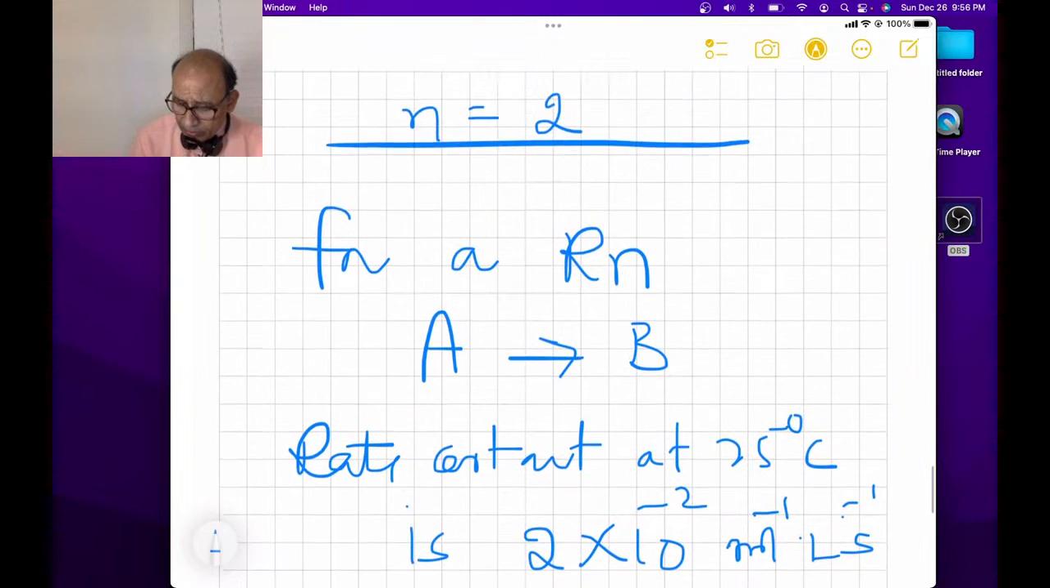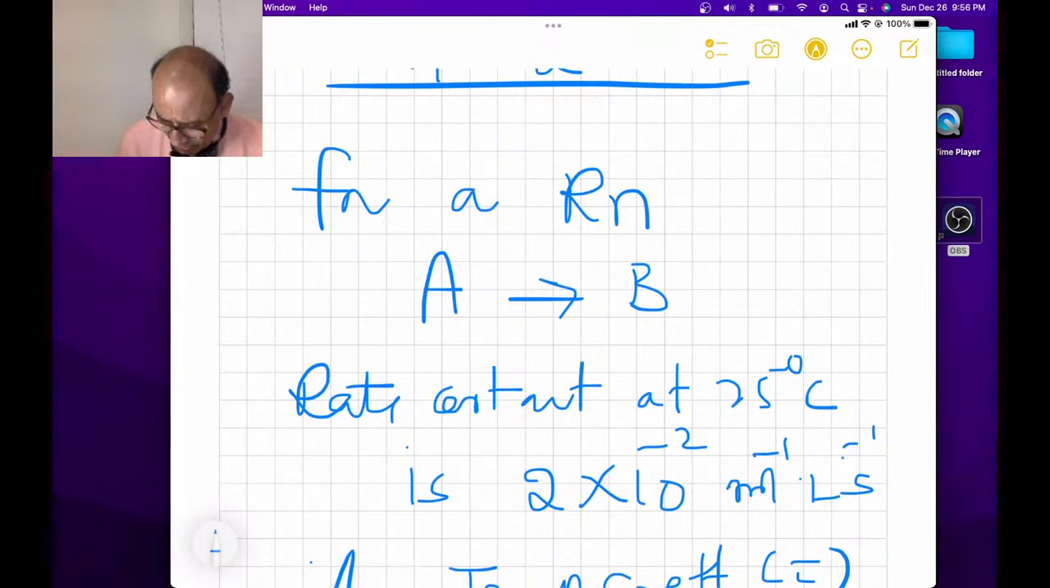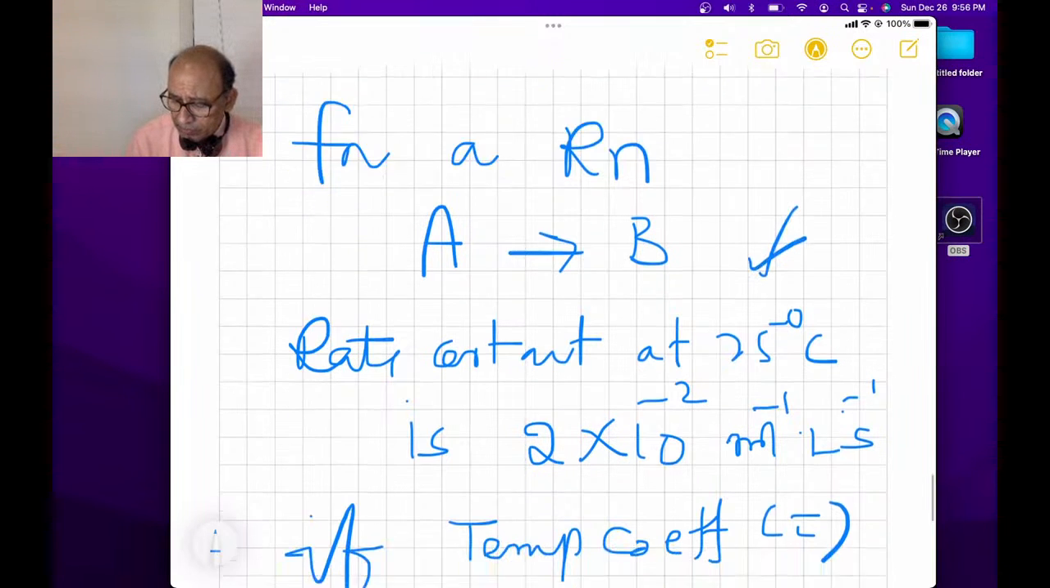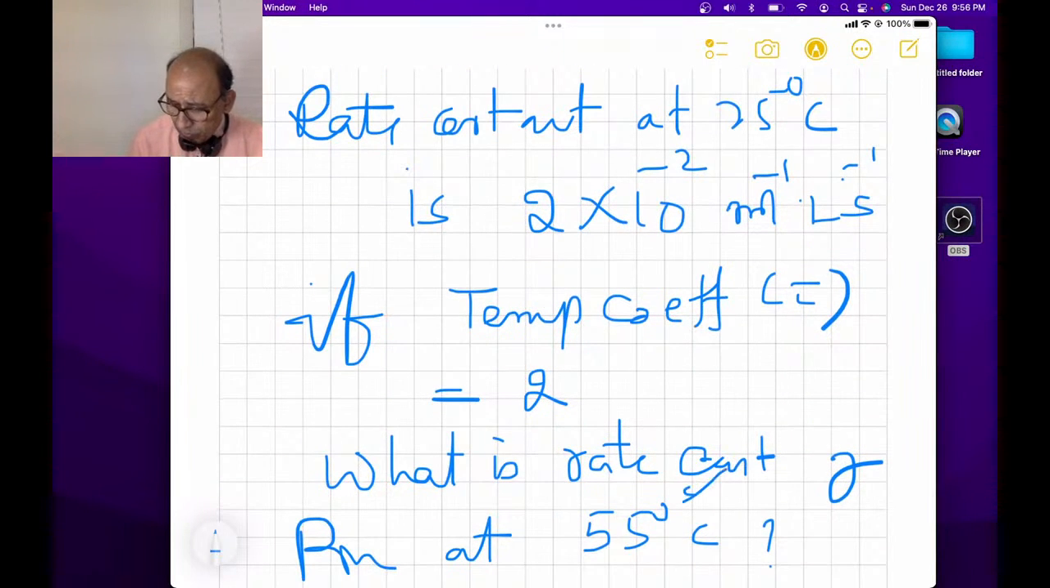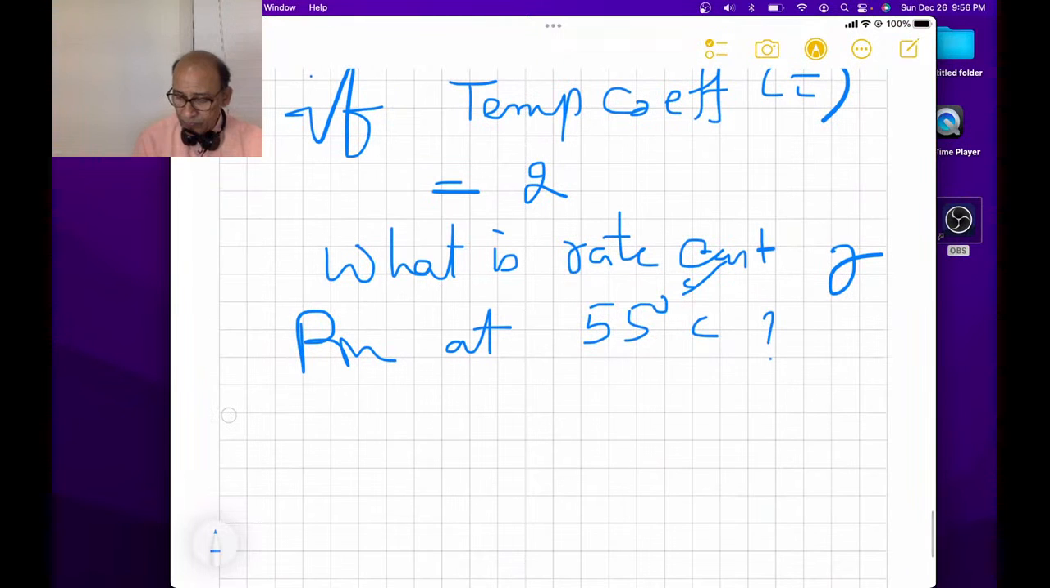Are we very clear about this problem? For a reaction A gives rise to B, they gave the rate constant at 25 degrees. They wanted to know what is the rate constant at 55 degrees centigrade if the temperature coefficient is 2. Obviously, because the temperature coefficient is 2, the reaction rate is going to get doubled for every rise of 10 degrees.